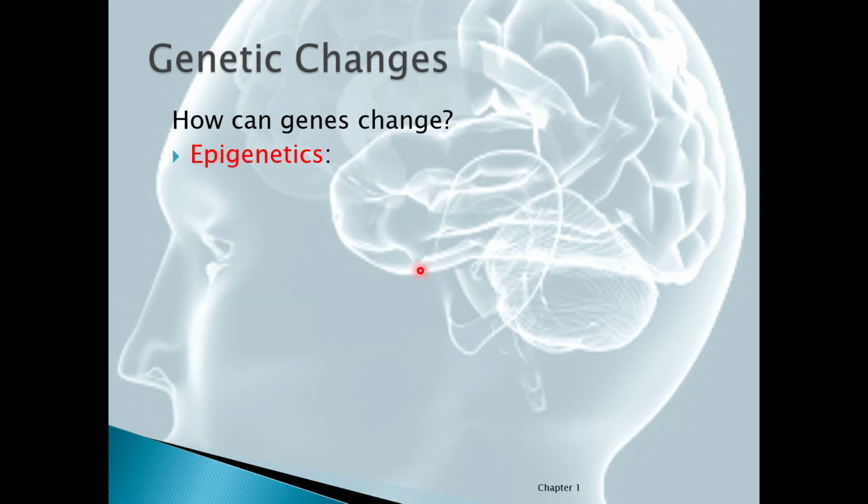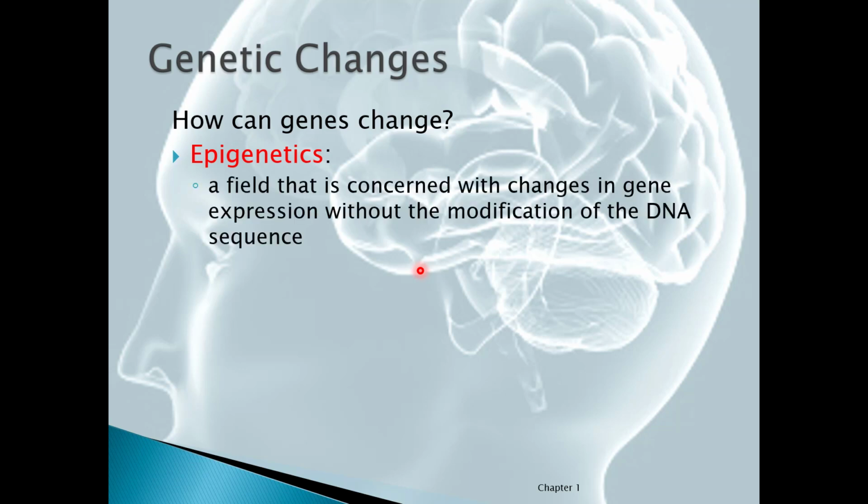Another way that genes can change is called epigenetics. Epigenetics is a field that's concerned with changes in gene expression where you don't have modification of the DNA sequence. On the previous slide, we were talking about microduplications, microdeletions, mutations. Those all involve modifications of the DNA, and so you have a change in gene expression because of a change in that actual DNA.